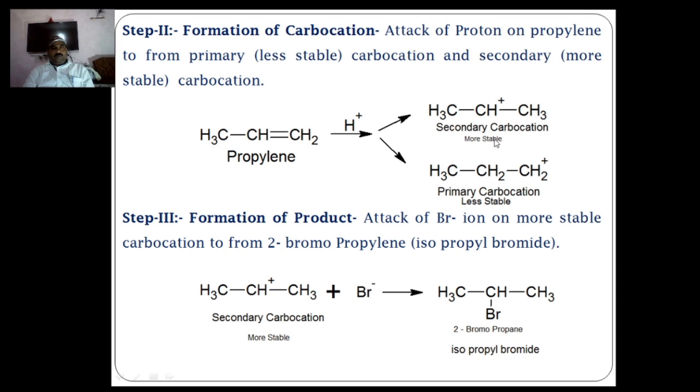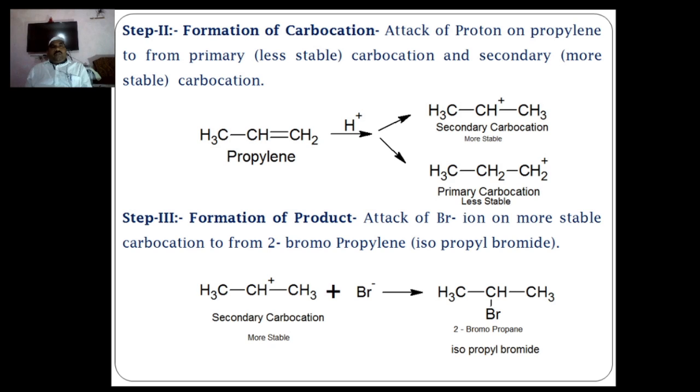In the second case, H positive gets attached to the middle carbon as the electron pair shifts onto this carbon atom. In this way it gives a primary carbocation, which is less stable. According to the stability of carbocations, the secondary carbocation is more stable than the primary. So this step is known as the formation of carbocation.